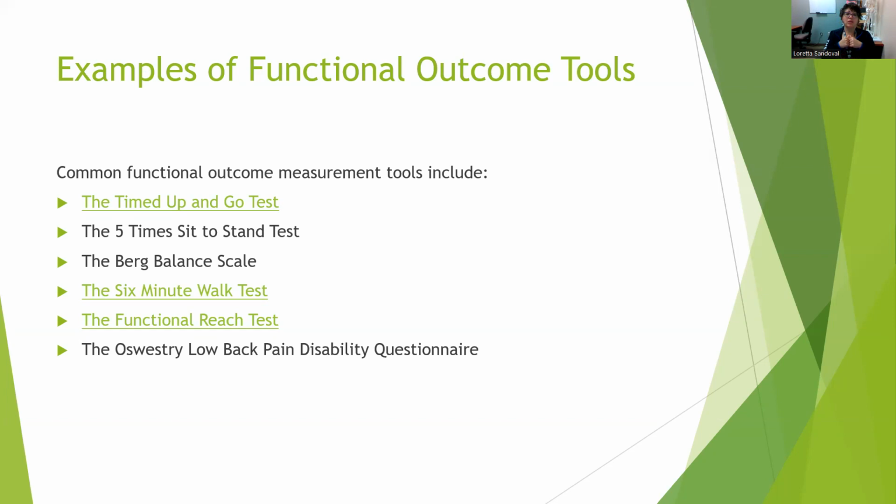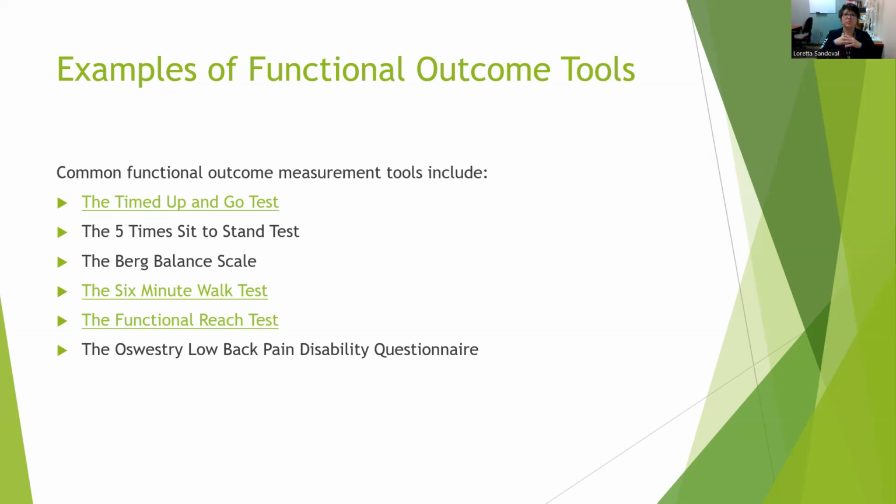And so in our clinic, we, as a group, get together and we decide which functional outcome tools we are going to use for which diagnoses. So if somebody comes in with low back pain, in their intake paperwork, they do the Oswestry low back pain disability questionnaire. One of the goals is set to increase their score by a certain amount. And then when we're doing progress notes or discharges, we retest the Oswestry and we see if they've met that goal.